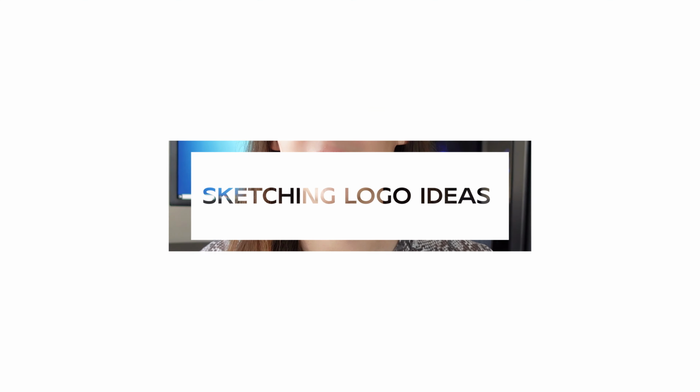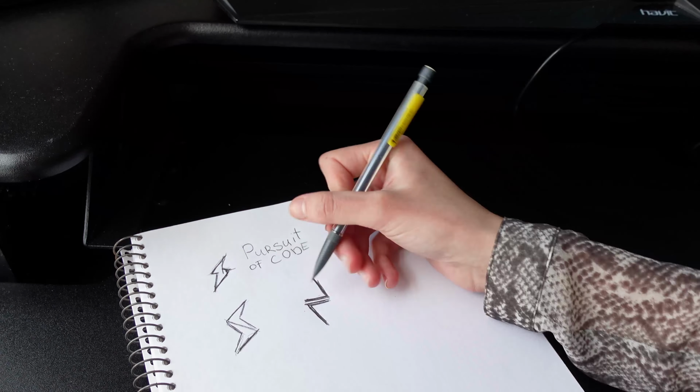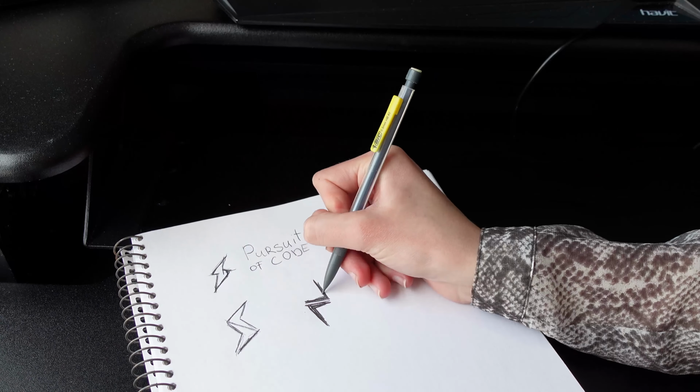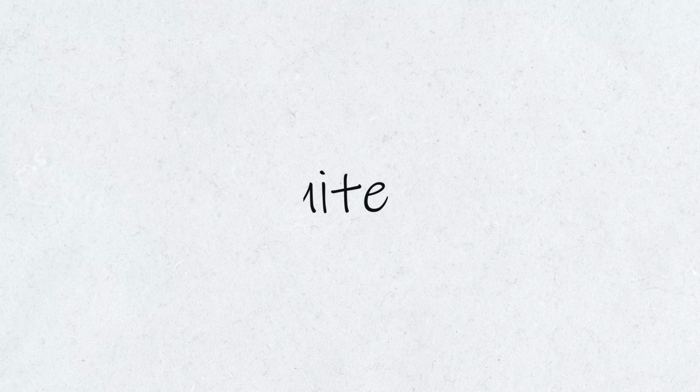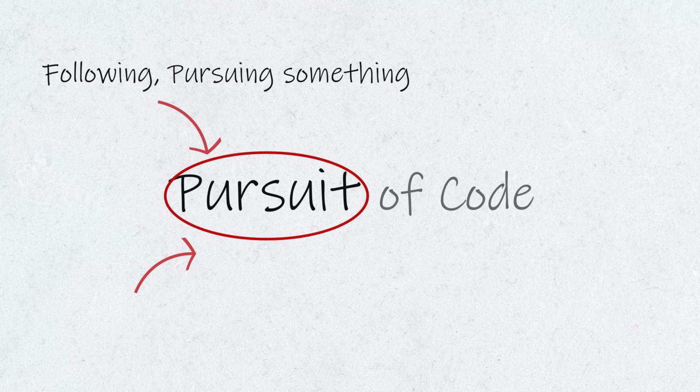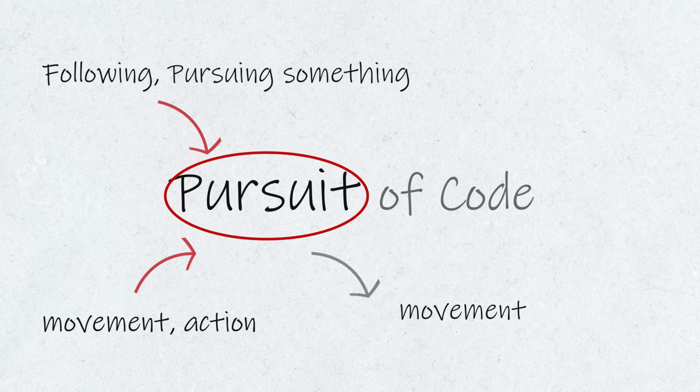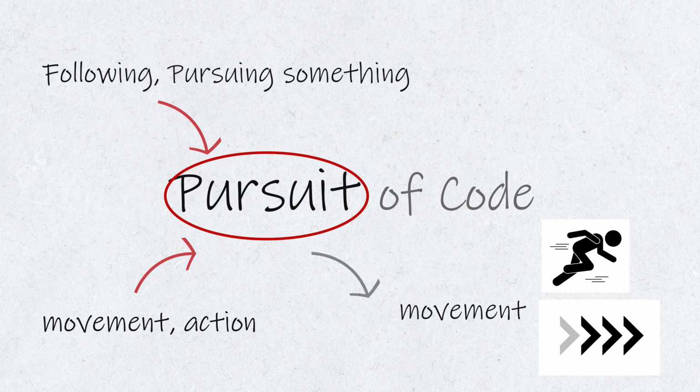Now, as we know the design direction we will use in this brand, we will start sketching the logo and generating different design ideas. The first step I take when coming up with logo design ideas is I analyze the business name and the meaning behind it. The word pursuit means following or pursuing something. So the synonyms to that word are action and movement. Based on the keywords, we want the logo to represent movement. It could be someone running, an arrow representing movement, or something else.